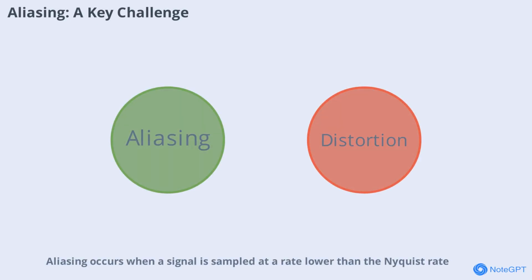Aliasing occurs when a signal is sampled at a rate lower than the Nyquist rate. In this case, different frequency components of the signal become indistinguishable from each other, creating distortion in the reconstructed signal. This phenomenon can severely degrade the quality of communication, making it impossible to recover the original information accurately. Understanding aliasing is crucial for designing effective communication systems. Next, we'll discuss how to prevent aliasing and ensure signal integrity.